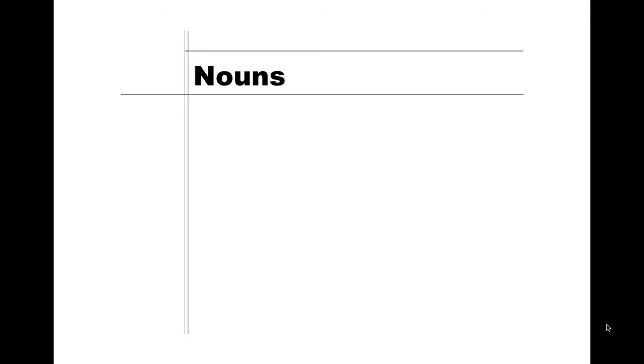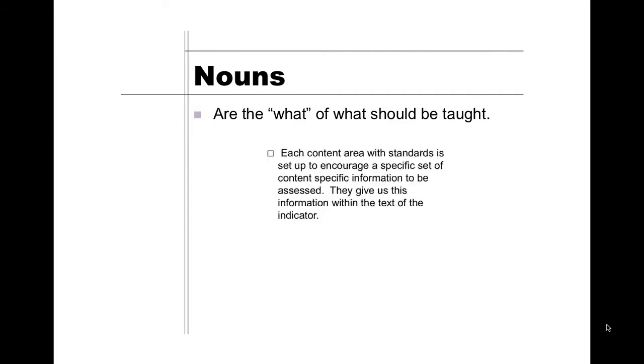Usually when we look at content standards, we focus on the nouns of those standards. The nouns are the what of what should be taught. So this could be skills, content, facts, or topics, but this is the meat of what they're supposed to leave having mastered if they understand this content standard, that they have mastered whatever the noun is.